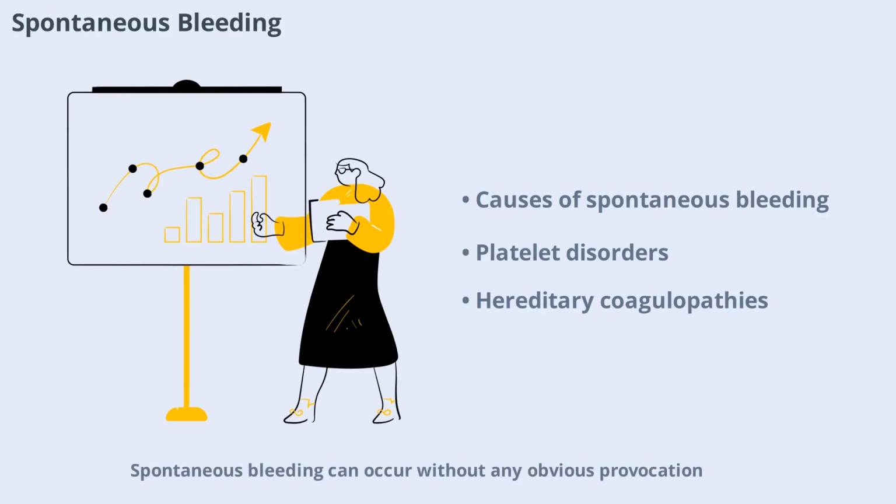Spontaneous bleeding can occur without any obvious provocation, often due to decreased platelet count or hereditary coagulopathies. This type of bleeding is particularly concerning because it may indicate underlying systemic disorders. In oral surgery, spontaneous bleeding requires careful evaluation to determine the cause and appropriate management. Patients with known bleeding disorders or low platelet counts should be assessed thoroughly before any surgical intervention. Preventive measures and tailored treatment plans are essential to minimize risks and ensure successful outcomes.